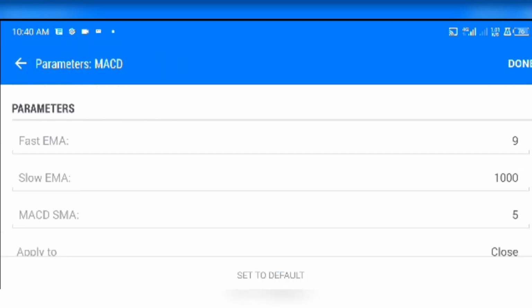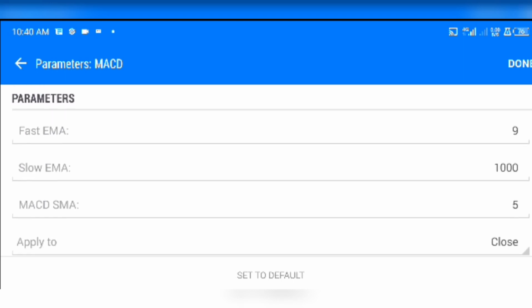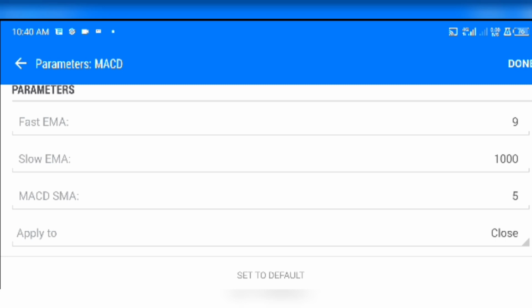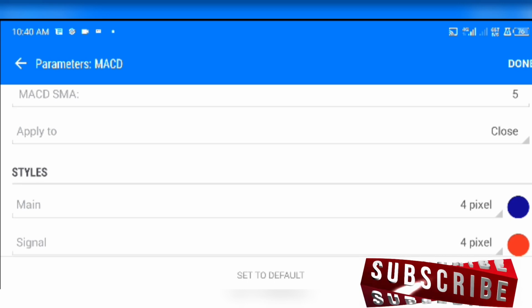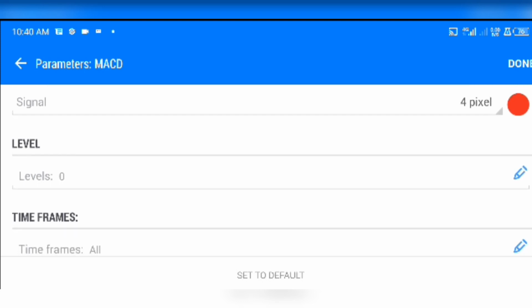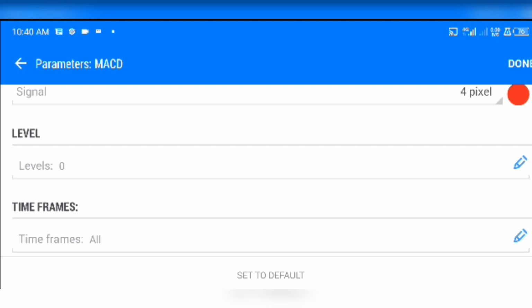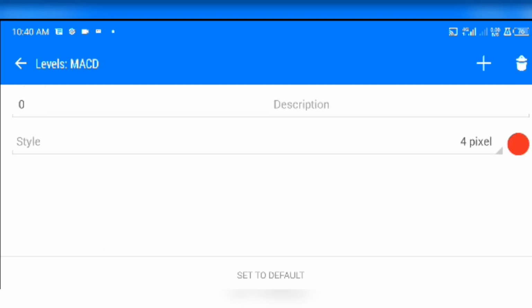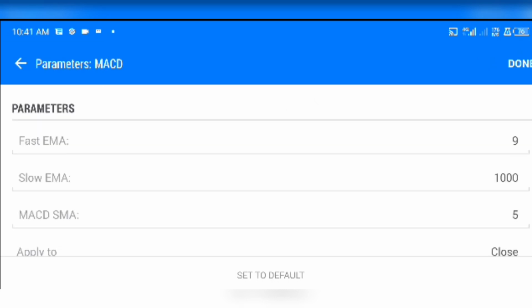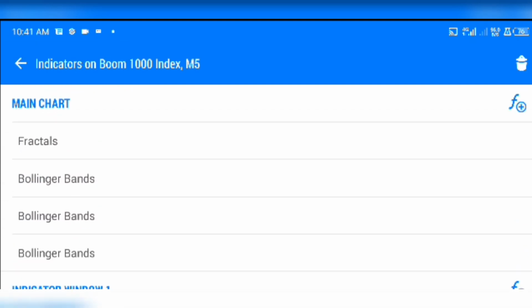Here are the second MACD parameters. Fast EMA should be 9, slow EMA should be 1000, MACD SMA should be 5, apply to should be close, main should be 4 pixel dark blue, signal should be 4 pixel red. Once you're through, click on the levels and enter 0. Then your style should be what? 4 pixel red. Then give a step backward and click done. So we are through with our setup.